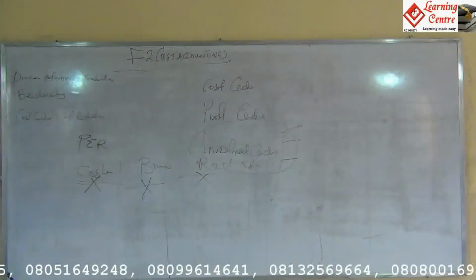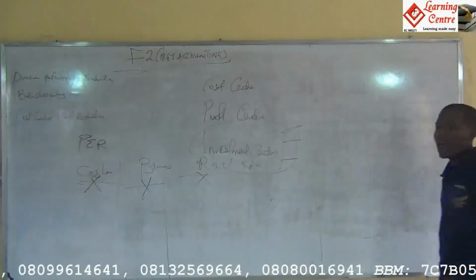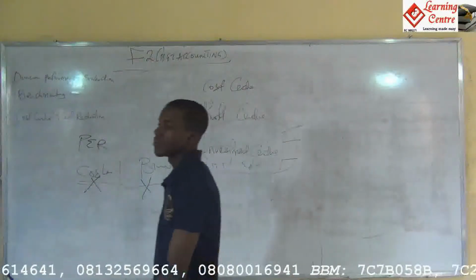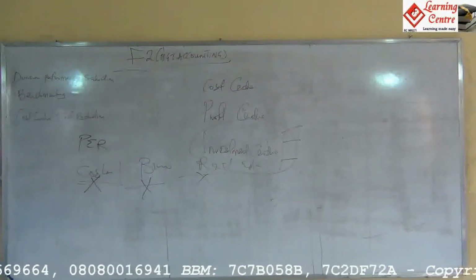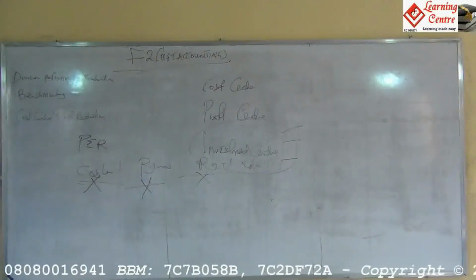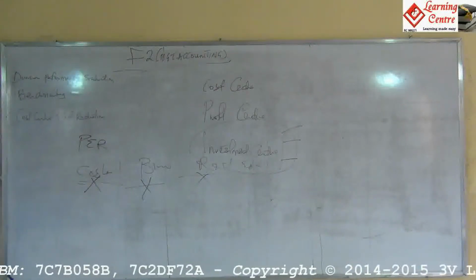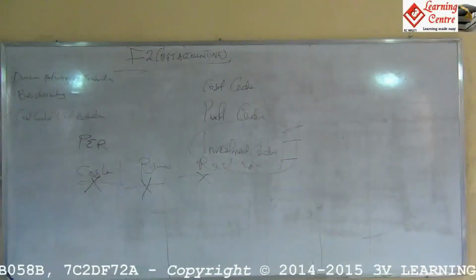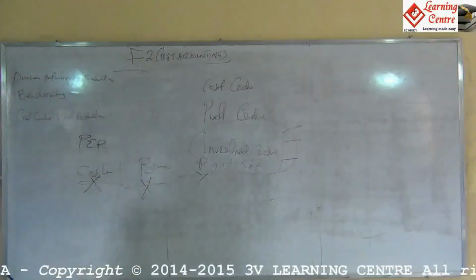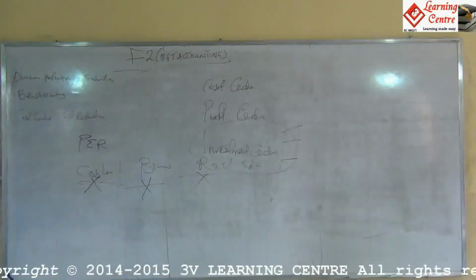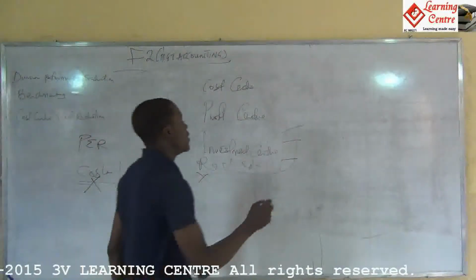There are two methods of assessing performance of a department or division. Number one, return on investment.